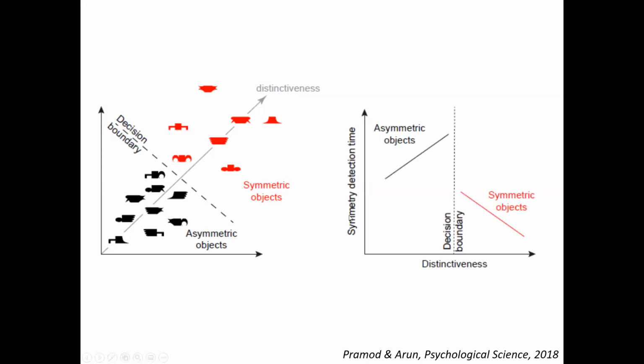The prediction was, if you were making people do a task to detect the symmetry of an object, right? Then the time they take to detect the symmetry must be having a specific relationship with this underlying decision variable, right? Because if you take objects that are near the decision boundary, you'll take a long time to decide if these objects are symmetric or asymmetric. Whereas if you take objects that are far away from the decision boundary, then you should get fast reaction times, right? So this is the basic idea.